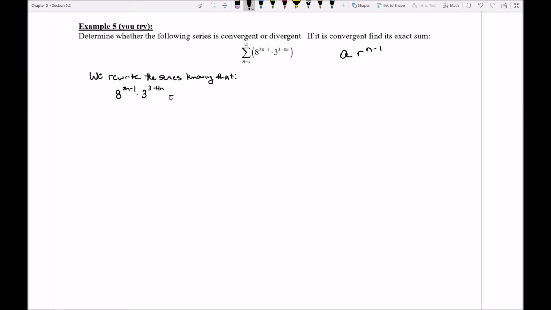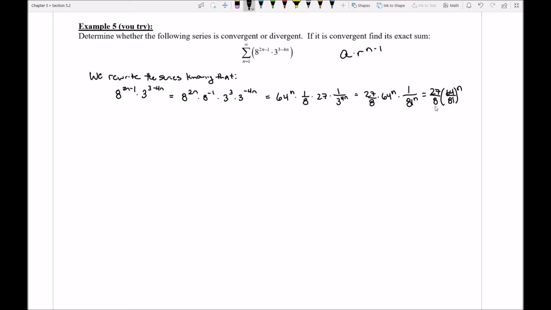All right, well, hopefully you took some time to try to work on that. Let's see what I would have done. Notice that the first thing I could do is rewrite this as 8 to the 2n times 8 to the negative 1 times 3 to the third times 3 to the negative 4n. That, of course, is equal to 64 to the n times 1 over 8 times 27 times 1 over 3 to the 4n. Now I can rewrite that a couple more times. I'll write that as 27/8 times 64 to the power of n times, let's see, 3 to the 4th power is 81, so that's 1 over 81 to the n. Notice then I can rewrite this one final time as 27 over 8 times 64 over 81 to the power of n.